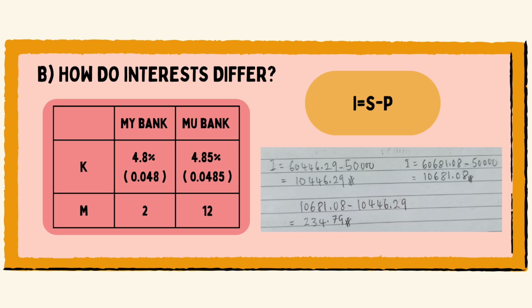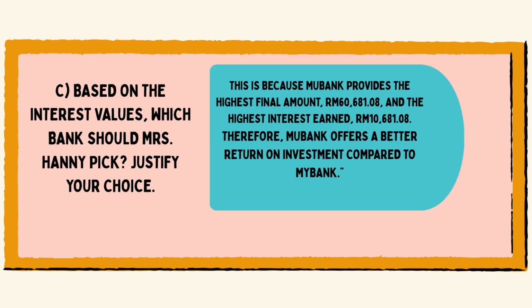Therefore, MU Bank provides a higher interest return than MY Bank. The difference in interest earned between the two banks is 234 ringgit and 79 cents. This happened because MU Bank offers a slightly higher interest rate and compounds the interest monthly, which allows the investment to grow faster.